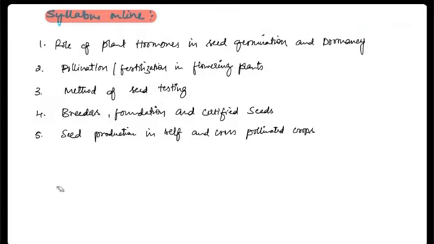The first one is the role of plant hormones in seed germination and dormancy. We are going to cover this part in seed physiology. And next, it's pollination and fertilization in flowering plants. This is the topic that we are going to discuss in today's class, that is floral biology.